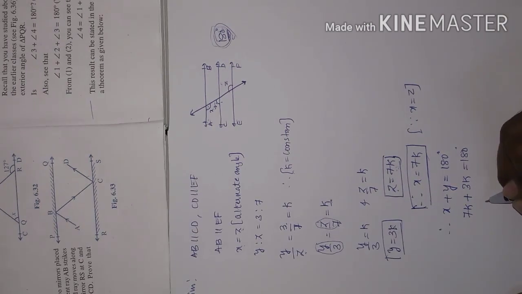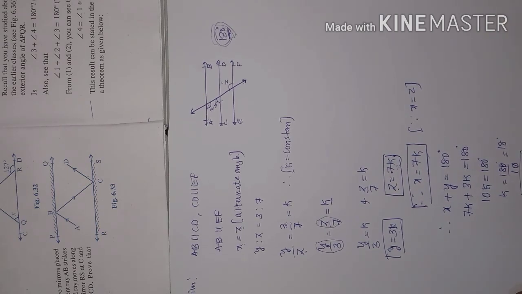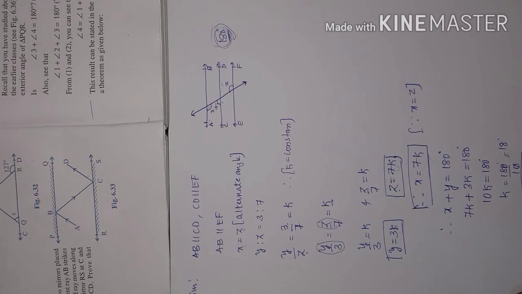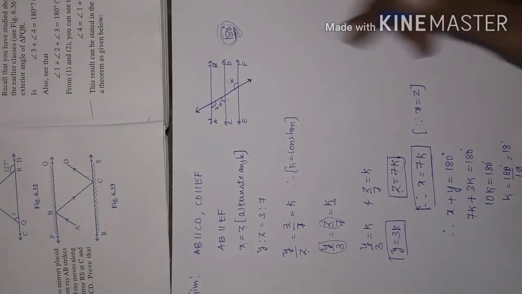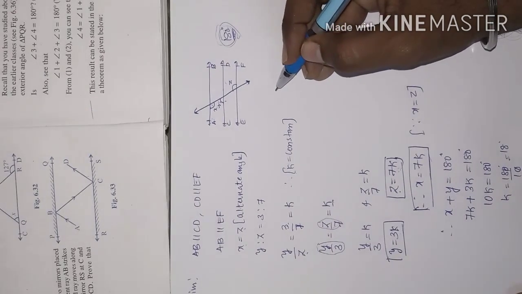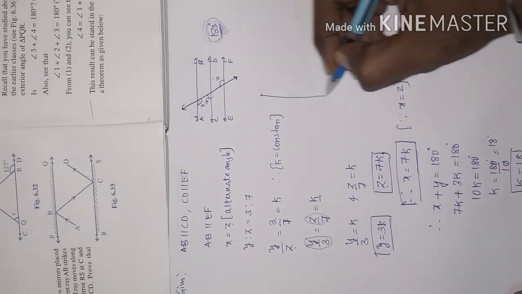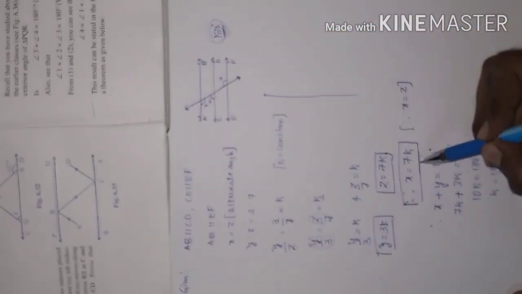So 7k plus 3k is 10k, which is equal to 180 degrees, and k is equal to 180 degrees divided by 10. The 0s get cancelled, which gives 18 degrees. We got the value of k as 18 degrees. Okay, now they have asked to find the value of x in this. So let us find the value of x here.